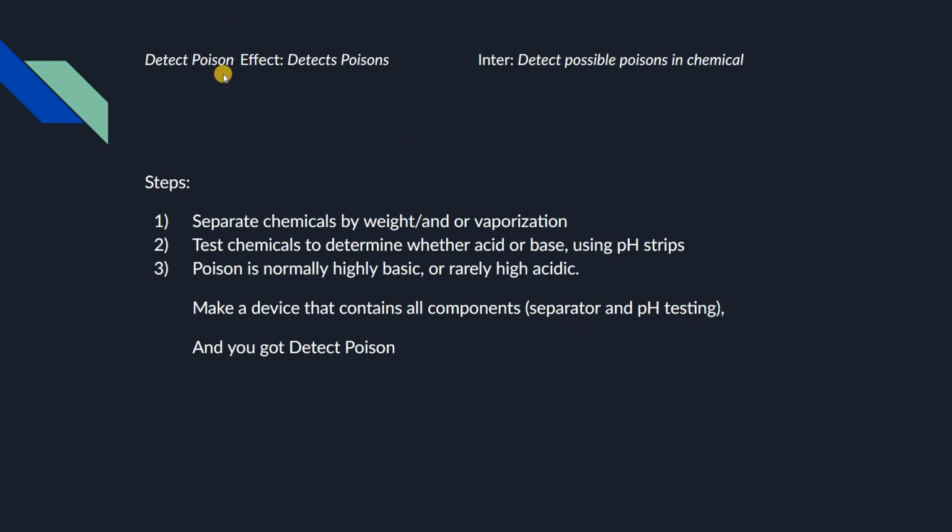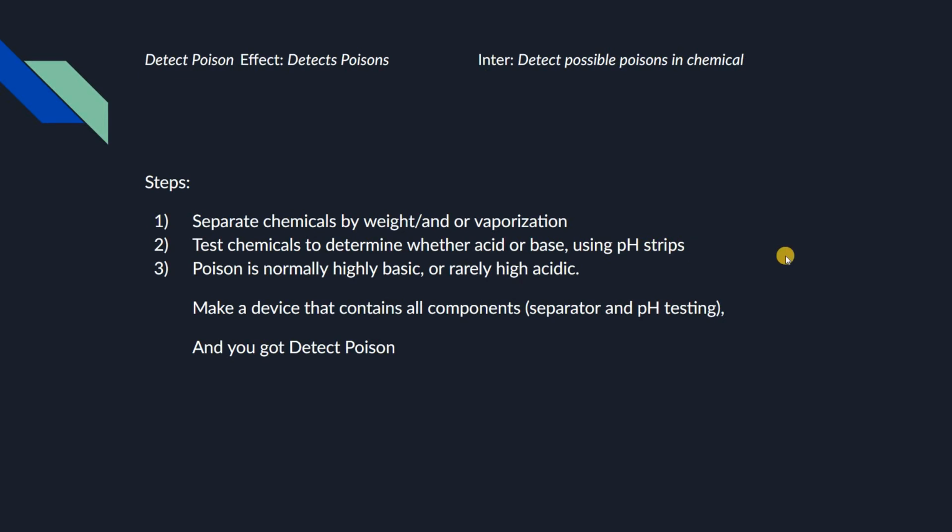Alright, so detect poison. This one's kind of hard, and I interpret it as detecting possible poisons or chemicals. You're going to want to separate the chemicals if possible. You can do so by weight in some type of centrifuge, or by vaporizing them, turning them into different types of steam and separating that, since they should vaporize at different rates. And then you can test the chemicals to determine whether they're acidic or basic using pH strips.